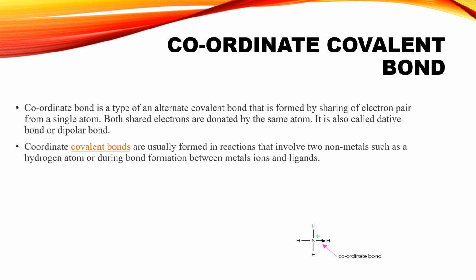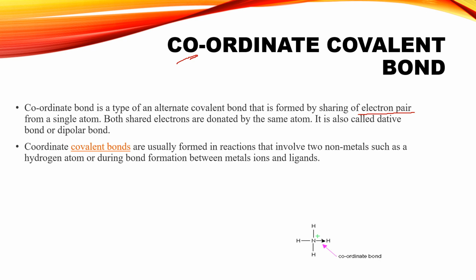So this is coordinate covalent bond. What is coordinate covalent bond? Coordinate bond is a type of an alternate covalent bond that is formed by sharing of electron pair. બરાબર, આમાં કોનું sharing થશે? તો કે electron pair નું, બરાબર, from a single atom. એટલે કે કોઈ બી single atom પોતાની આખી electron pair આપી દે, બરાબર, donate કરી દે, તો એને શું કહેવાશે? Coordination covalent bond. That means sharing, right? That's why it is called coordination covalent bond.